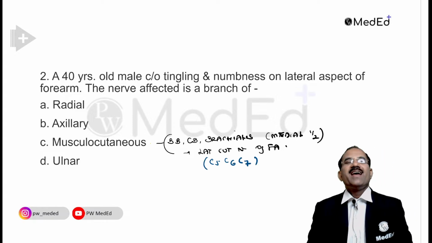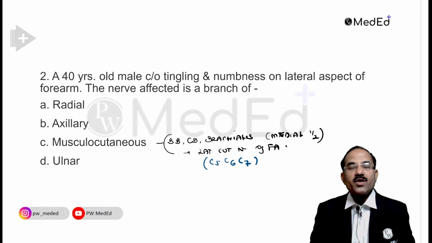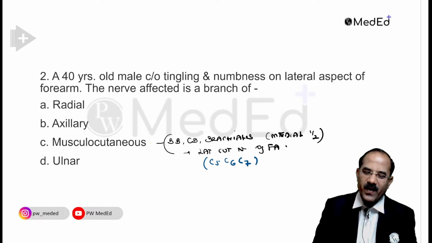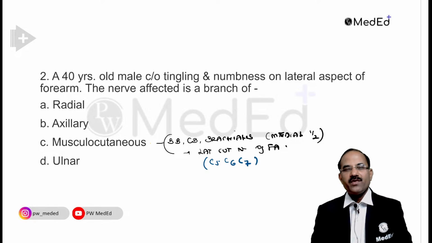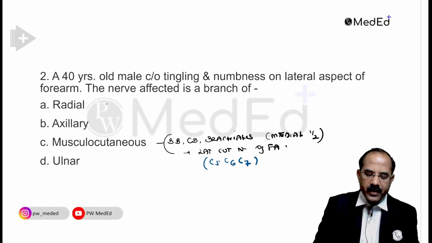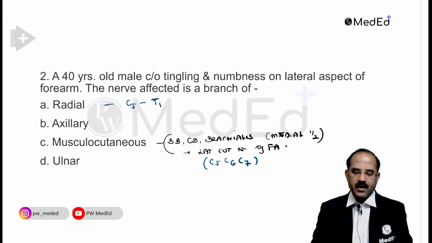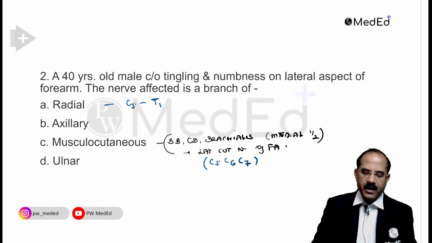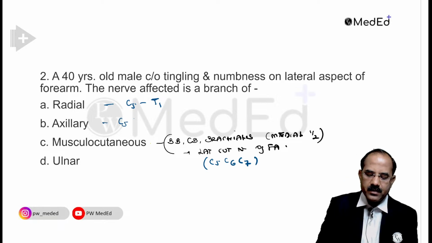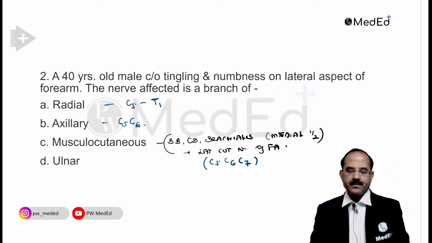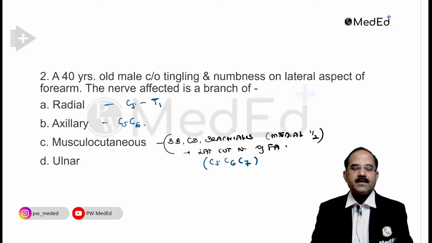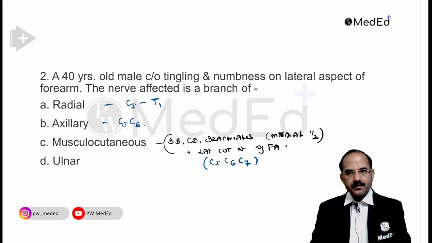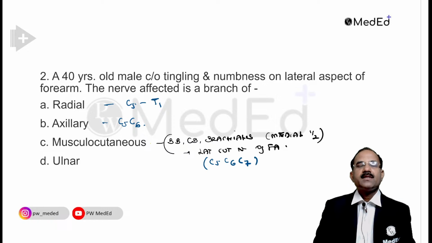C5, C6, C7. And this musculocutaneous nerve is a branch of which cord of the brachial plexus? Lateral cord, right? Musculocutaneous nerve is a branch of lateral cord. Fine. Tell me the root value of radial nerve. Radial nerve root value, all the roots C5 to T1. C5 to T1. Musculocutaneous nerve is C5, C6, C7, children. Radial nerve is C5 to T1. Axillary nerve is C5, C6. Okay, C5, C6 is axillary nerve.